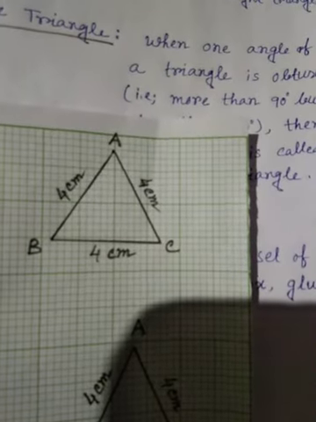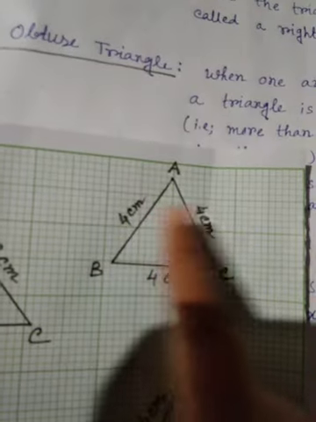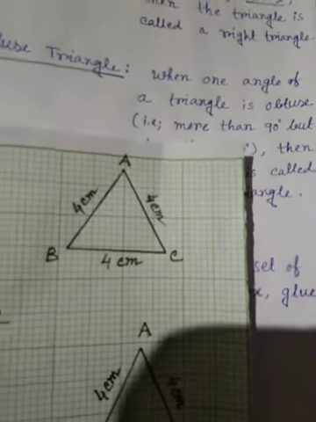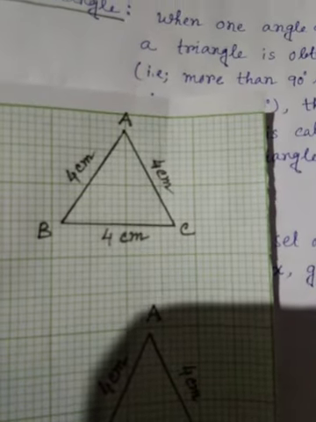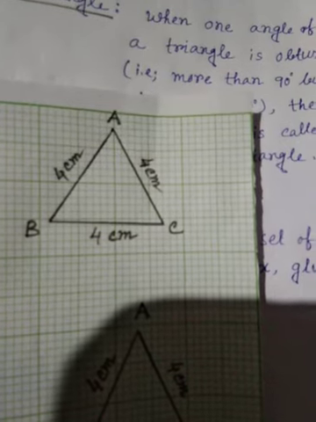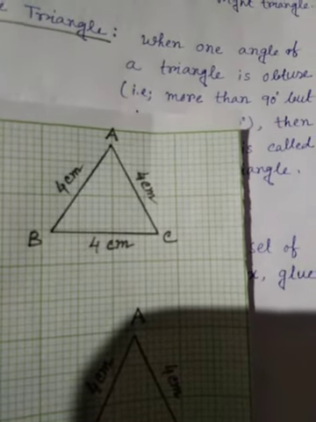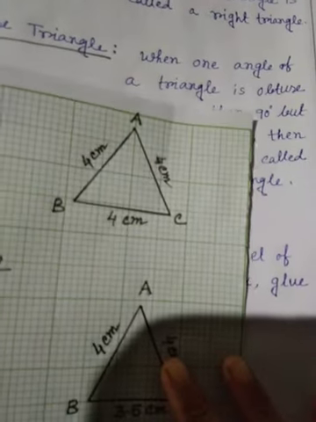Here you can see I have taken one isosceles triangle, meaning two sides are equal. Sorry, this one is an equilateral triangle. Here all these three sides are equal. You can see each has 4 cm as its length. So which type of triangle is this? That part also you have to write in the observation part.